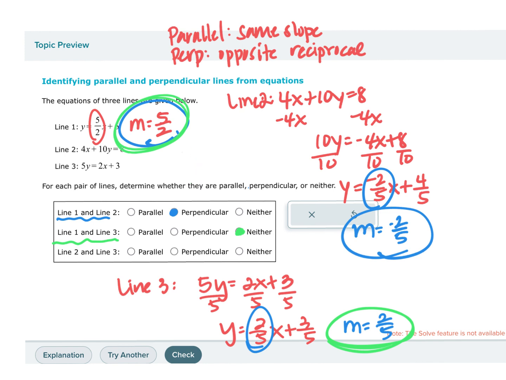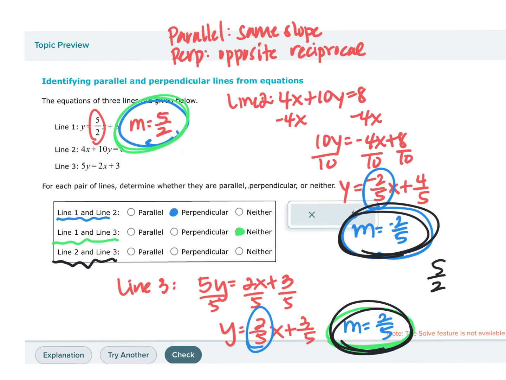Now we're going to look at line 2 and line 3. So line 2 is negative 2 over 5, and line 3 is positive 2 over 5. They are not the same, so they are not parallel. And if you flip it and change the signs, we should get positive 5 over 2. So they are not perpendicular either. Therefore, they are neither as well.